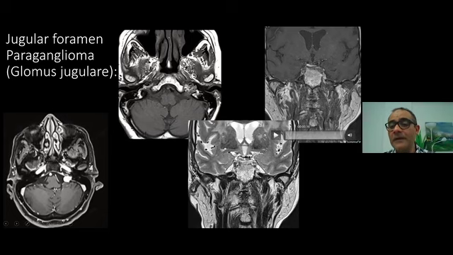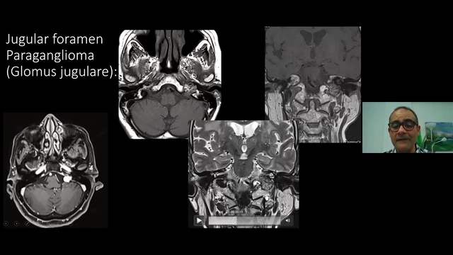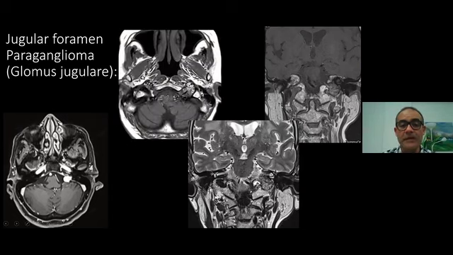And by the way, you can see the salt and pepper appearance also here. And look at the beak, look at the eagle beak here, it's very nicely demonstrated in this case. And you can see here on the T2, again, the same thing. So now you can make sure that the lesion is coming from the jugular foramen while the hypoglossal canal is clear. So then the diagnosis would be a paraganglioma.